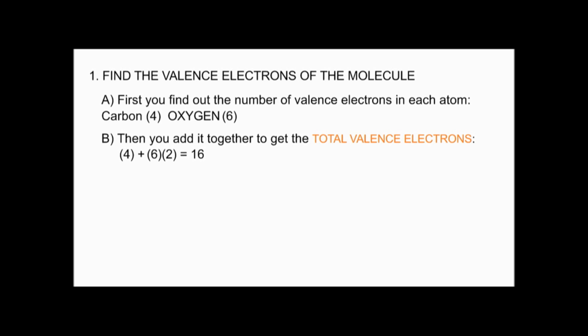The first step is to find the valence electrons of the molecule. To do this, first you find out the number of valence electrons in each atom, and then you add them together to get the total valence electrons. In this case, carbon has 4 valence electrons and oxygen has 6. Since there are 2 atoms of oxygen, you have to multiply 6 by 2. So 4 plus 6 times 2 equals 16.